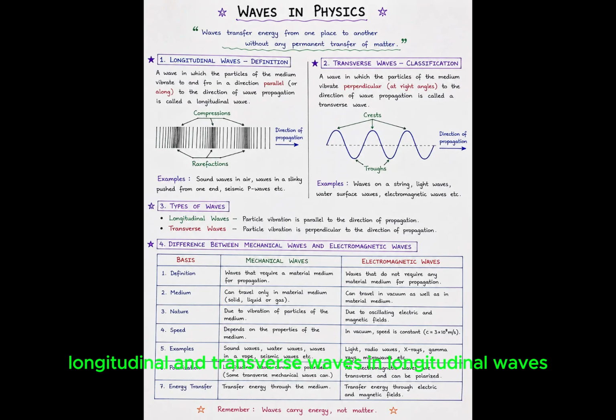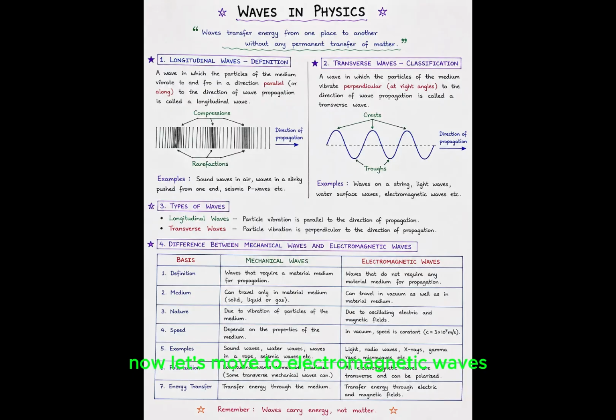In longitudinal waves, the particle vibration is parallel to the direction of wave propagation, like sound waves where we observe compressions and rarefactions. In transverse waves, the particle vibration is perpendicular to the direction of propagation, such as waves on a string or water surface waves.